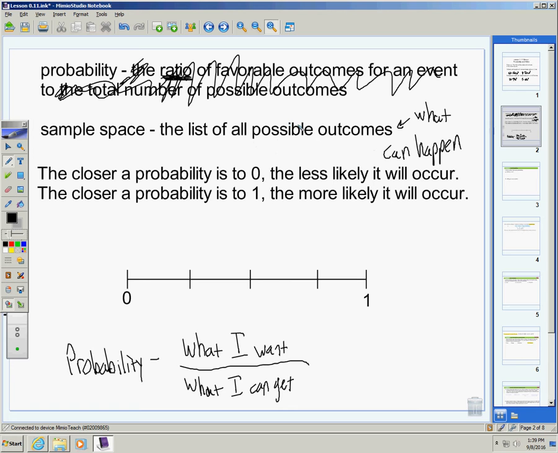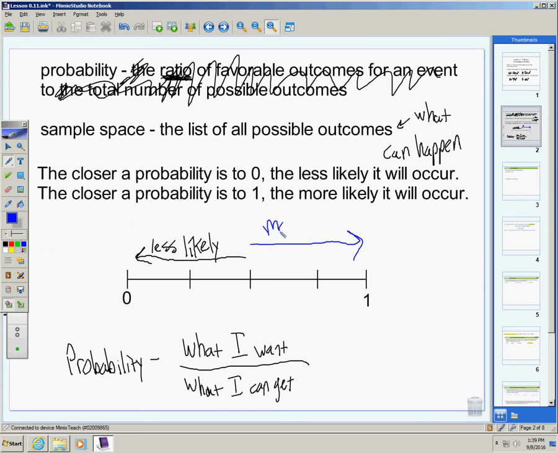And for probabilities, we always refer to them as decimals. And the closer probability is to 0, the less likely it is to occur. The closer it is to 1, the more likely it is to occur. So as we go to the left, it's less likely. The closer to 0, the less likely something is to happen. And as we go to the right, the more likely something is to happen.